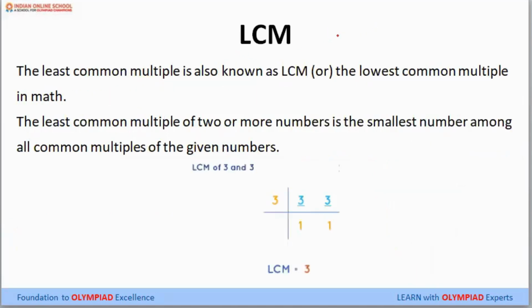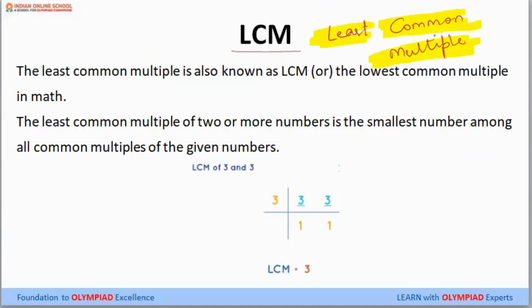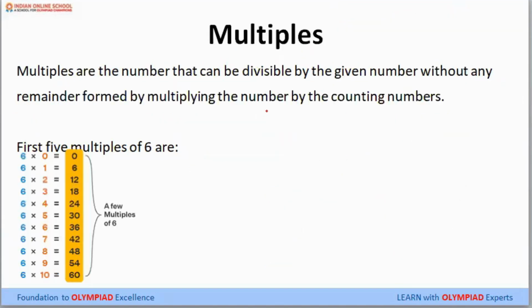So first we have LCM. Now what is LCM? The full form of LCM is least common multiple. Got it, everybody? Now we can see three words over here: least, common, and multiple. We need to learn about all three words. So first we will be learning about multiples.